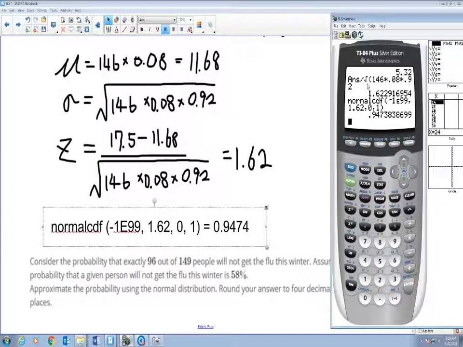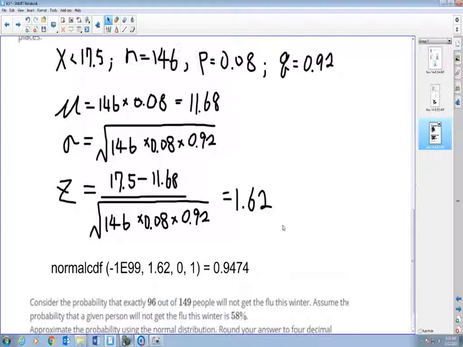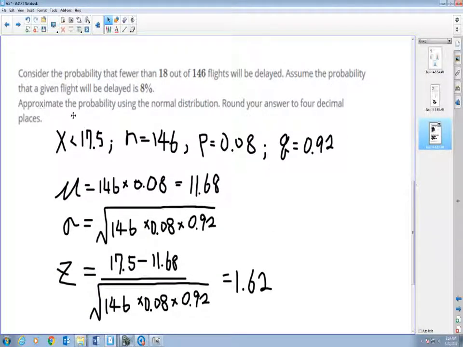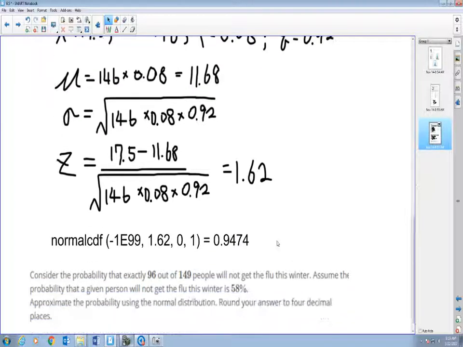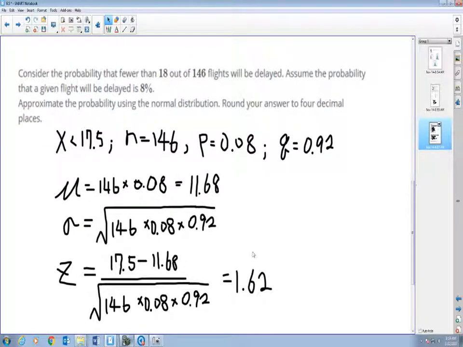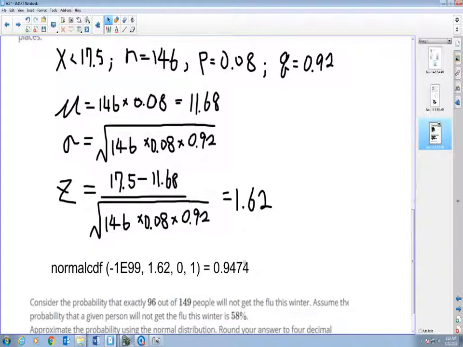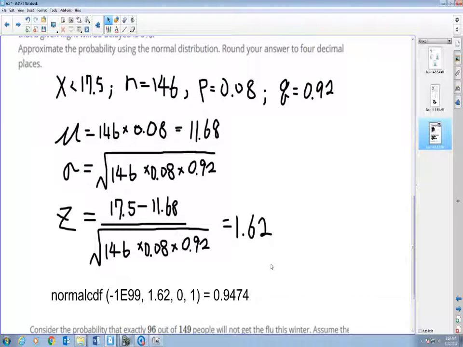Type in the square root of 146. Okay. Alright, so we'll assume the probability that a given flight will be delayed is 0.08. So what's the probability that fewer than 18 planes will be delayed? Fewer than 18 will be delayed will be about 94, almost 95%.